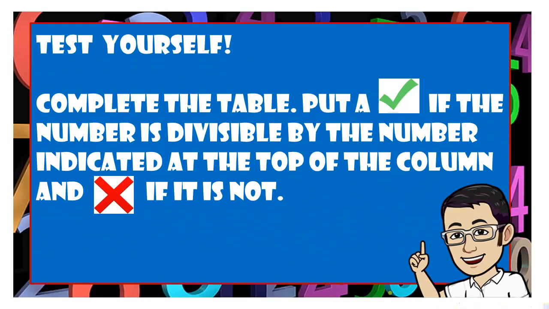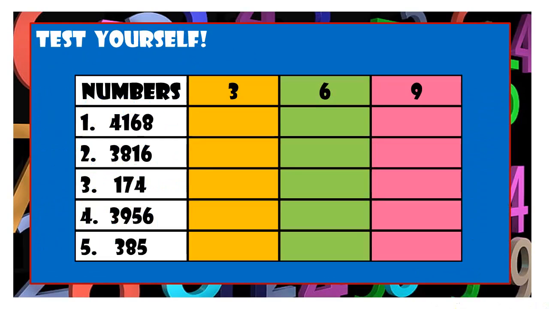It's time to test yourself. Get your pen and a sheet of paper. You can pause the video to think of the correct answers. Are you ready? So let's begin. Complete the table. Put a check mark if the number is divisible by the number indicated at the top of the column, and an X mark if it is not. So this is the table that you're going to answer.